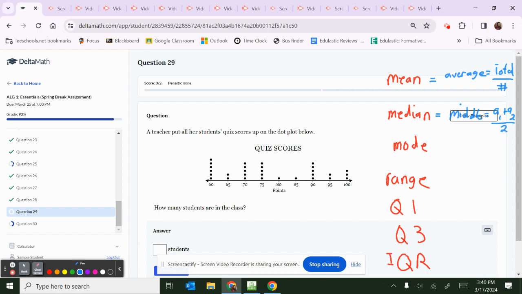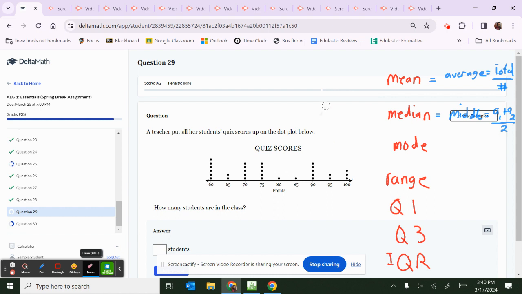For example, if you had a set of 1, 2, 3, 4, both 2 and 3 are in the middle, so the number that would be in between them would be 2.5. To calculate that, you would do 2 plus 3 divided by 2. 5 divided by 2 is 2.5. So that is how you calculate the median if you have two numbers in the middle.